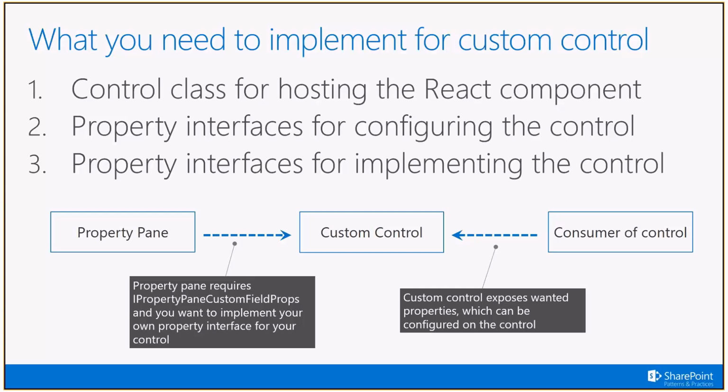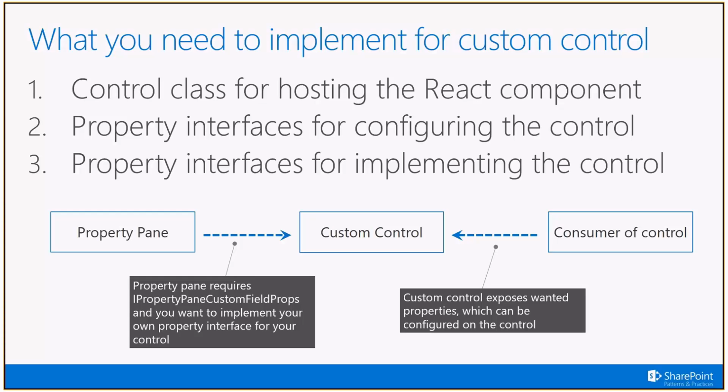Exactly. That's exactly why, from an interface point of view, we split that in two. On the one hand, you have your own properties that you want developers who use the control you build to be able to use and set. On the other hand, you have to expose all of that to the property pane, as well as the prerequisite IPropertyPaneCustomFieldProps interface, with all the things like dispose, render, and all that is required for your control to work correctly.